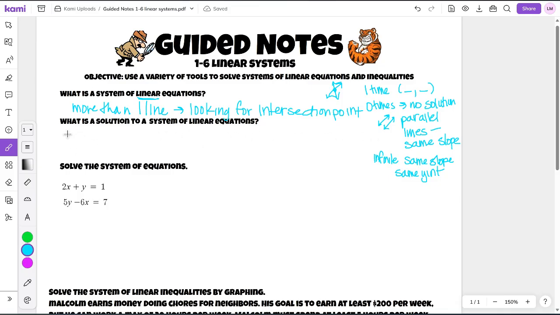All right, so a solution to a system is a point that satisfies all equations. So a point or points that satisfy all equations. Okay, so when we have just a system of two equations, we're either going to have one point of intersection, no points of intersection, or infinitely many points of intersection.